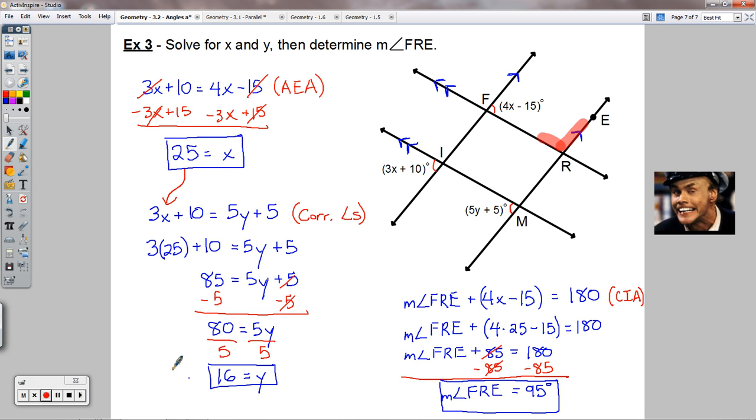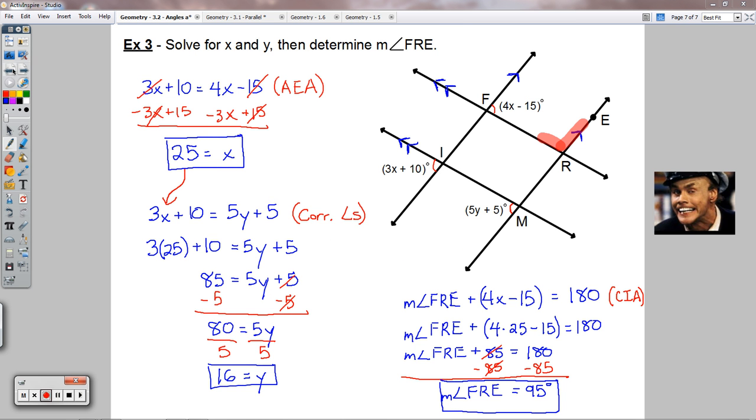So you can also check your answers by plugging these numbers back in. I think that's valuable to do quickly here. If I plugged in 95 plus 85, that would be 180. If I plug in 25, I would have 85 on this side, I would have 85 on that side. I'm sorry, I meant to say 3 times 25, that would be 75, plus 10 would be 85, and then 5 times 16, that's y, that's 80 plus 5, also 85. So that checks out.